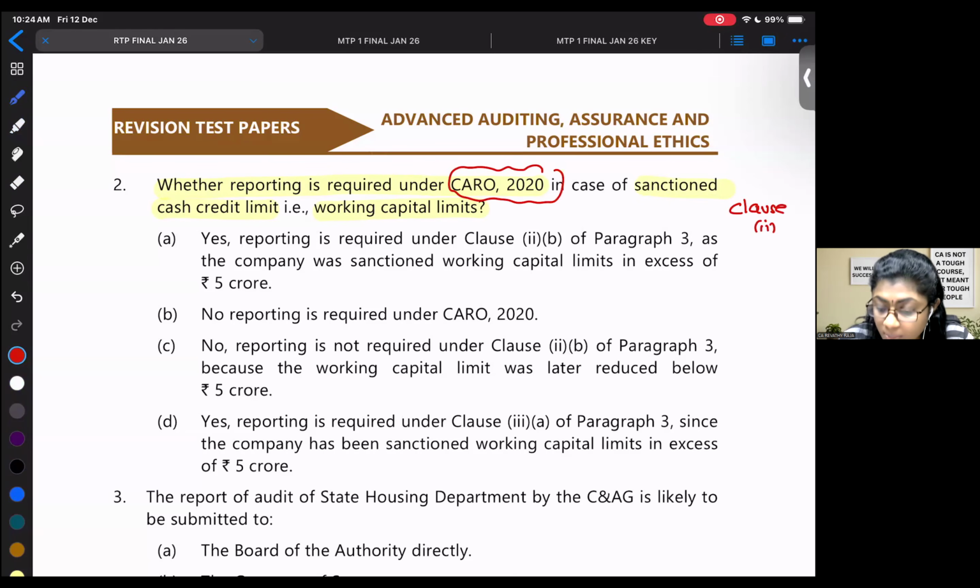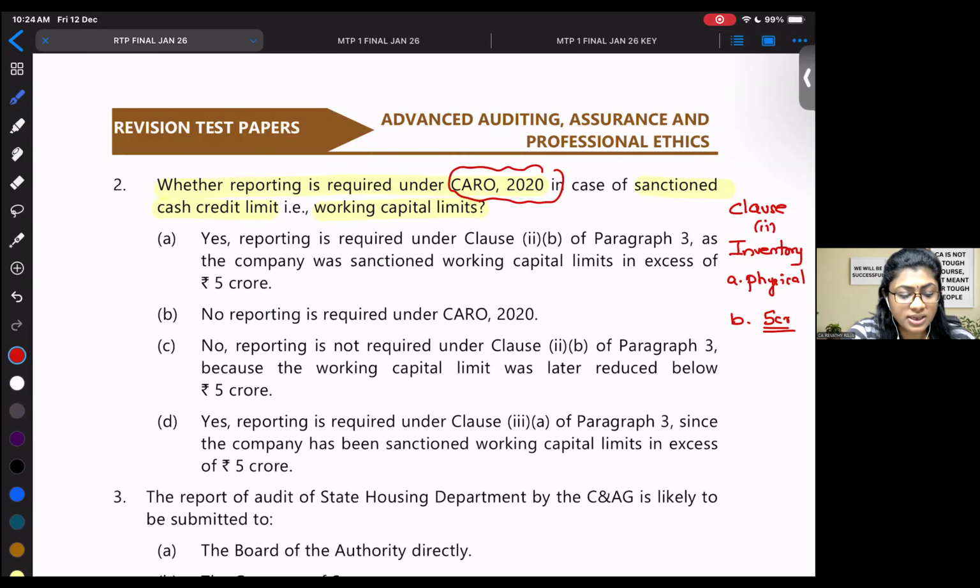What is clause 2 talking about? Clause 2 talks about the inventory. In that, how many sub points were there? 2 sub points, na? A and B. A says physical verification conducted, discrepancies. B says whenever there is a working capital exceeding how much amount? 5 crores. Whether statement filed is as per the books, right? So that is clause 2.